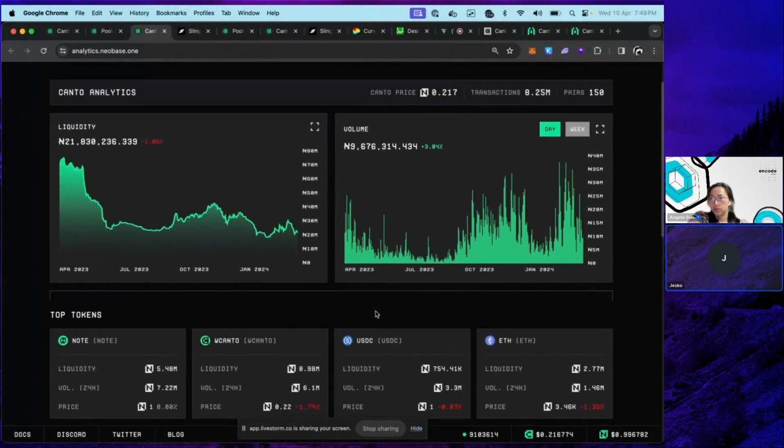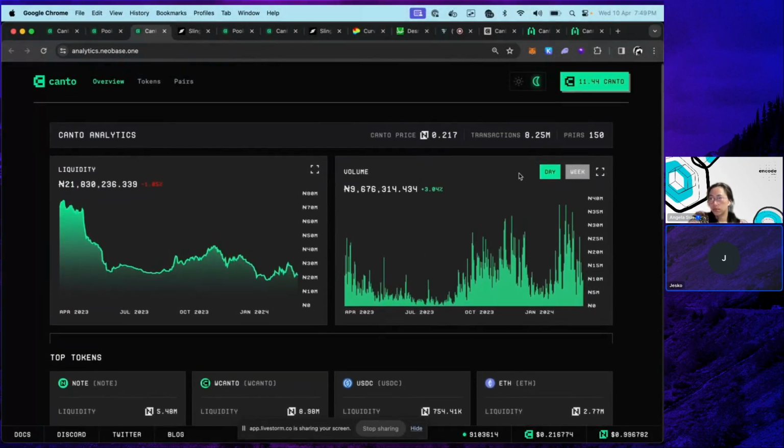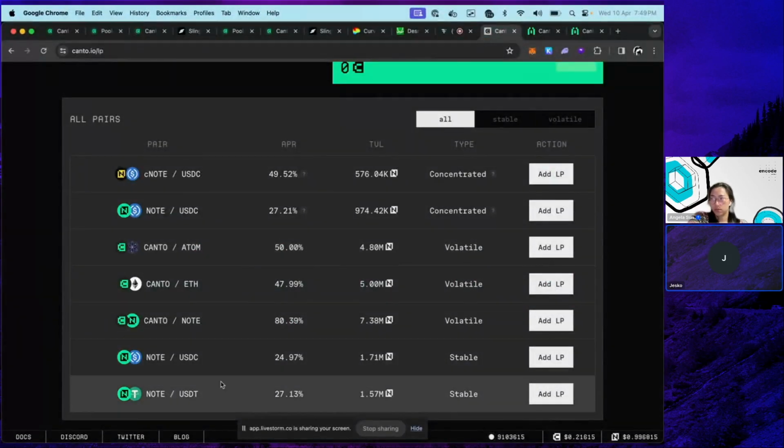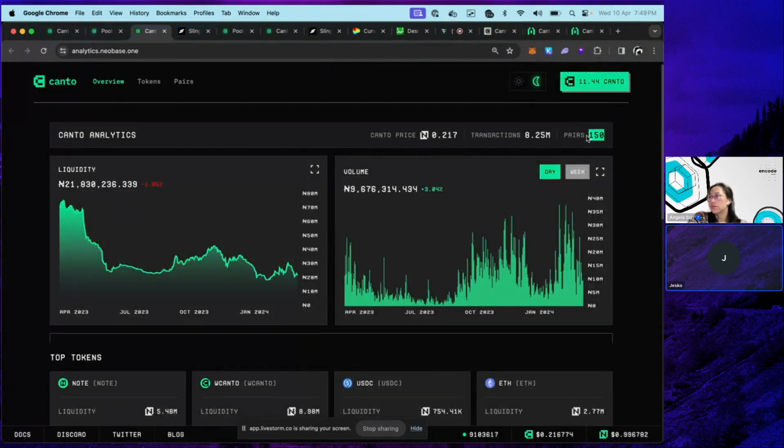Next, coming to the tokens. Oh yeah, and one more thing. We only saw that in the main Canto UI, there are only 5 main pairs related to the Canto DEX. But here you can see that there are actually a lot more pairs on the Canto DEX. And because of its permissionless nature, anyone can come and create these pairs on the Canto DEX, right? So right now it contains like 150 pairs, which is a lot. And then we can see that it has gone through a lot of transactions total, which is around 8.25 million, right?